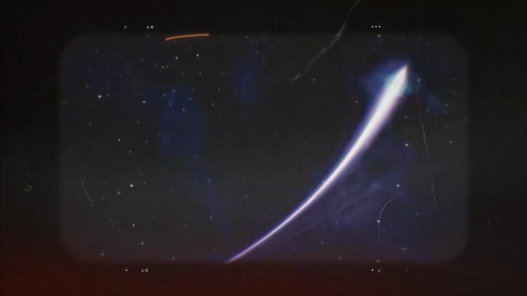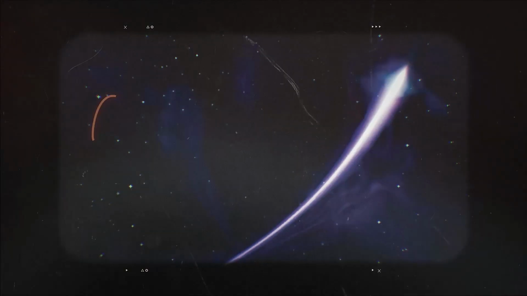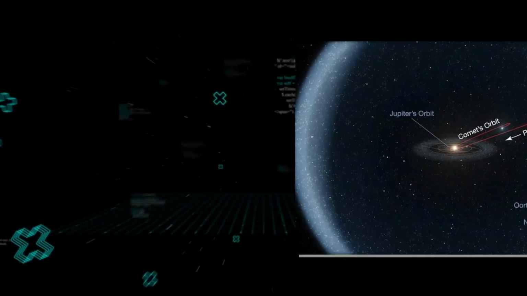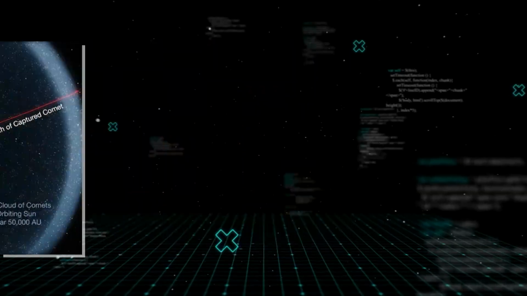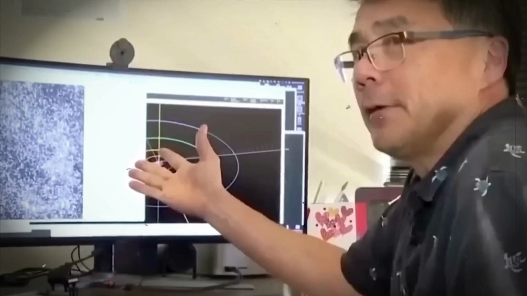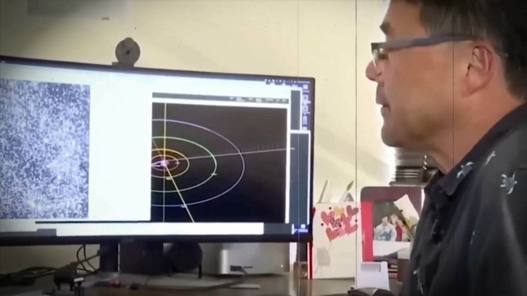Top rung, signatures. Nature struggles to fake deliberate motion. Persistent narrowband radio lines, repeating geometry. The higher the claim, the higher the rung it must clear.